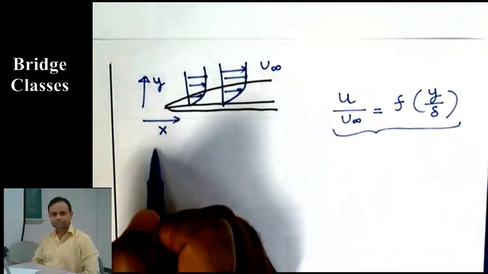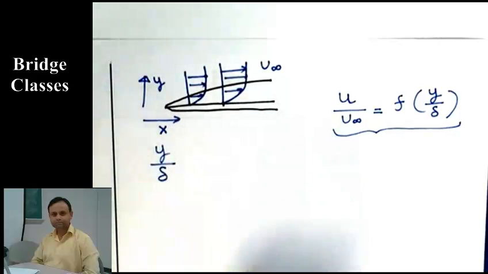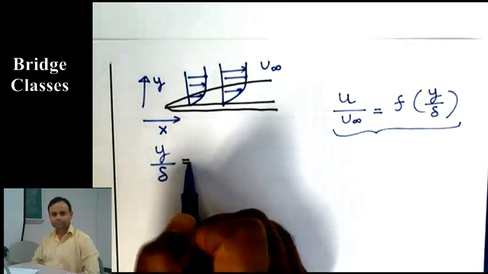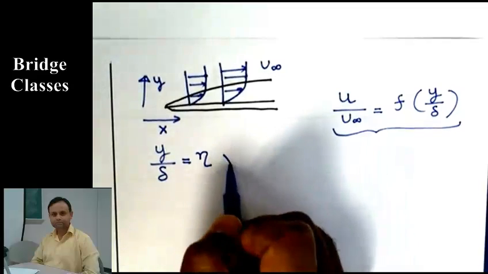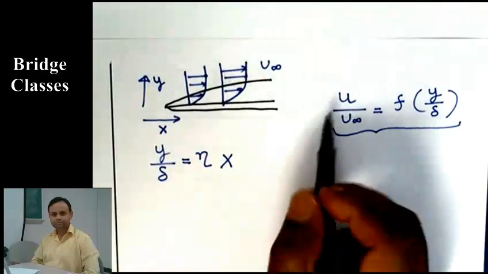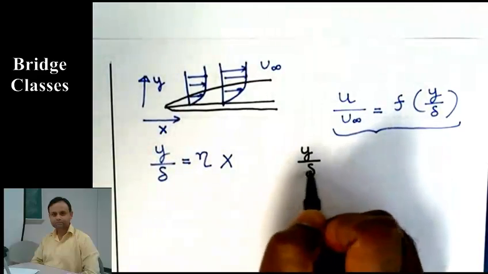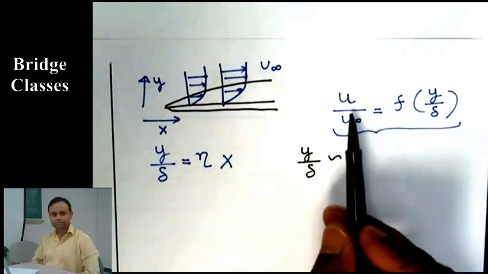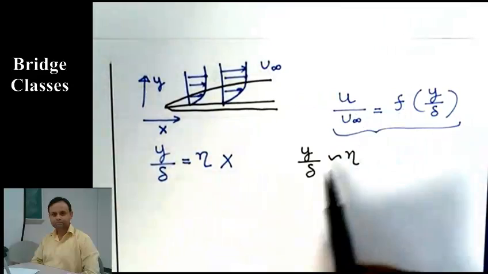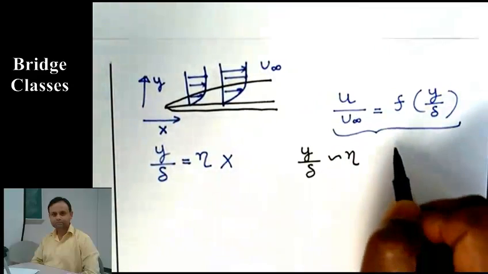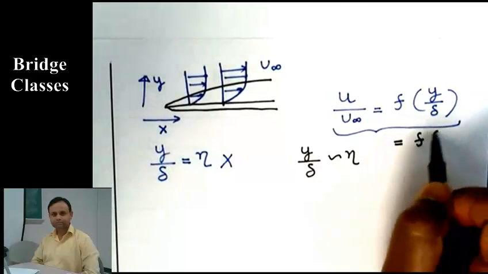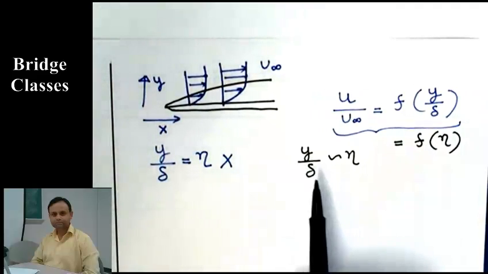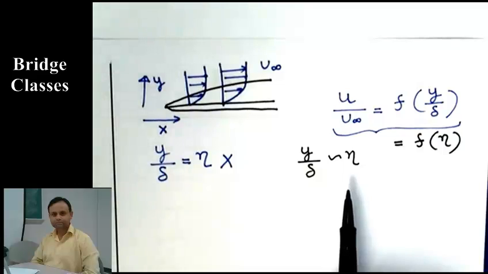In the last class I wrote y over delta is eta. Actually it's not eta, it's a small correction. Y over delta is proportional to eta. So you can say u over u infinity, which is a function of y over delta, is a function of eta. So y over delta is not eta, it is proportional to eta.